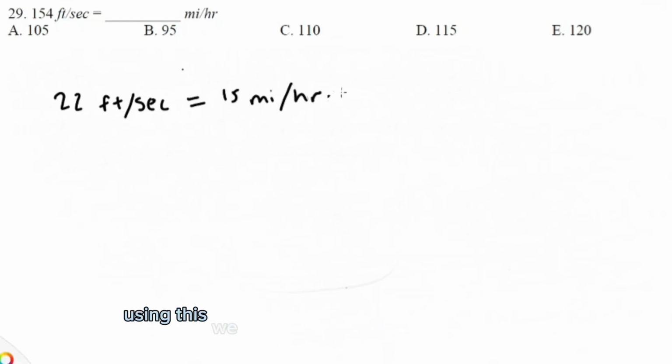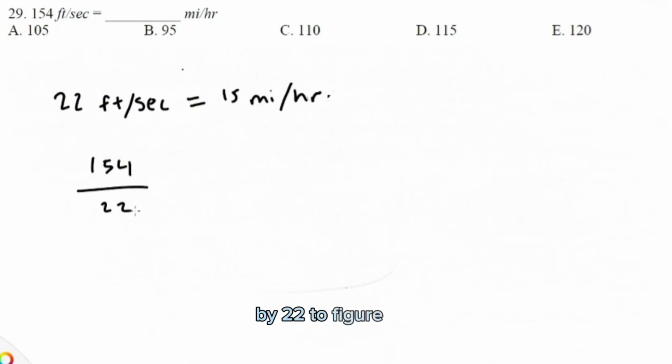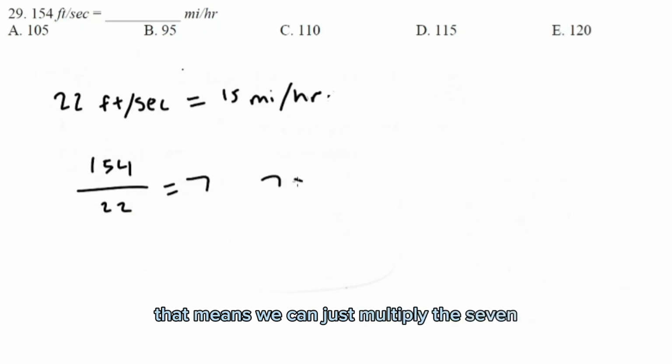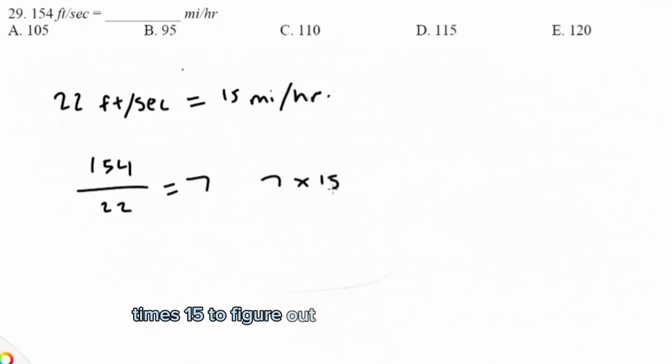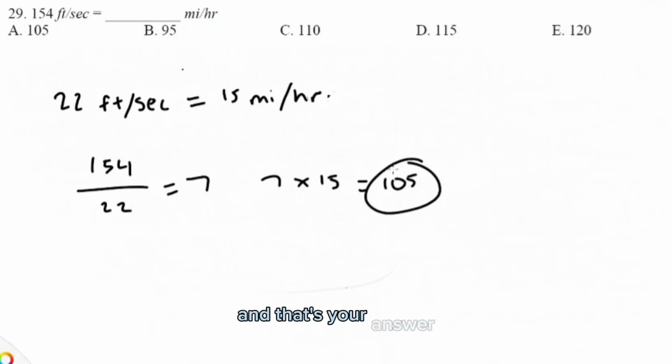Alright, using this, we can solve this problem pretty easily. So, first, we need to divide 154 by 22 to figure out how much they've multiplied the feet per second by. So 154 divided by 22 is 7. That means we can just multiply the 7 times 15 to figure out how much miles per hour 154 feet per second is. 7 times 15 is just 105, and that's your answer.